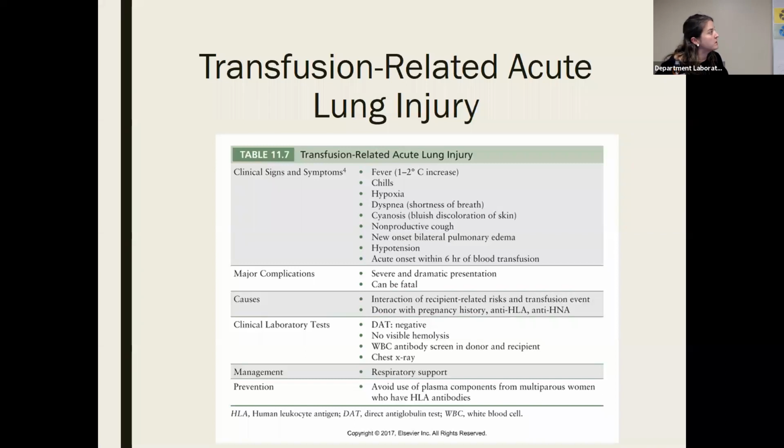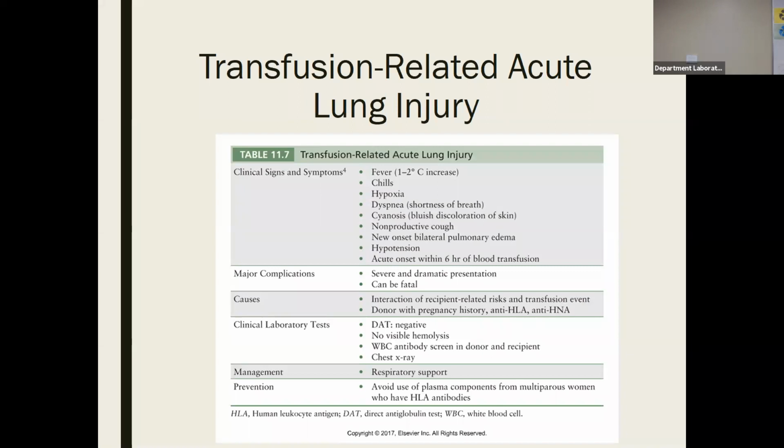So here are your symptoms of TRALI, and this is affecting the lungs, the ability for the patient to breathe. So these are life-threatening. Your patient is going to develop fever, chills, hard time breathing, so tissue hypoxia, shortness of breath. They might even have a bluish coloration, again because of the inability to breathe, a non-productive cough, bilateral pulmonary edema. That's the swelling in their chest. Their lungs are filling up with fluid. That's causing the swelling, and that's why it's so hard for them to breathe as well.